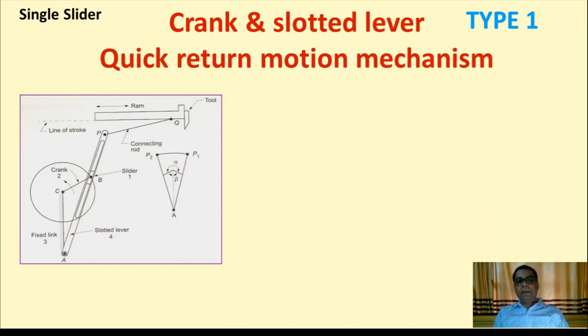So in the given figure, on the left hand side, you see that there is a crank and there is a slotted lever, that is AP, that is actually a slotted lever, and at point B there is a slider block, and CB is the crank.